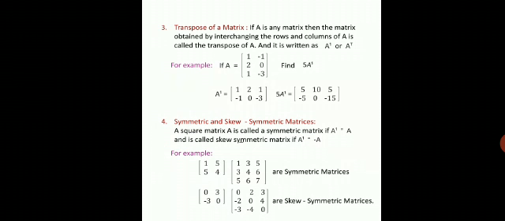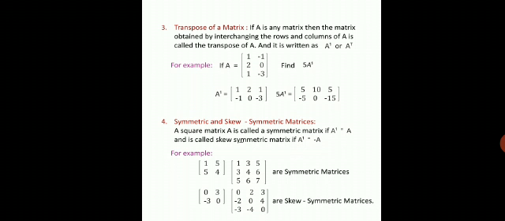Now we see the fourth part, that is symmetric and skew symmetric matrices. A square matrix A is called a symmetric matrix if A dash is equal to A, and it is called a skew symmetric matrix if A dash is equal to minus of A. Students, in a symmetric matrix, the transpose of A is not going to change the matrix A. That means when you interchange the rows and columns of matrix A, it becomes A dash, so the elements of the matrix are not going to change. It remains the same.